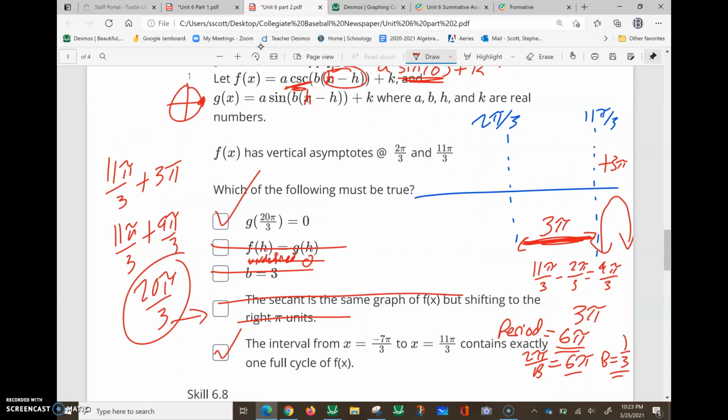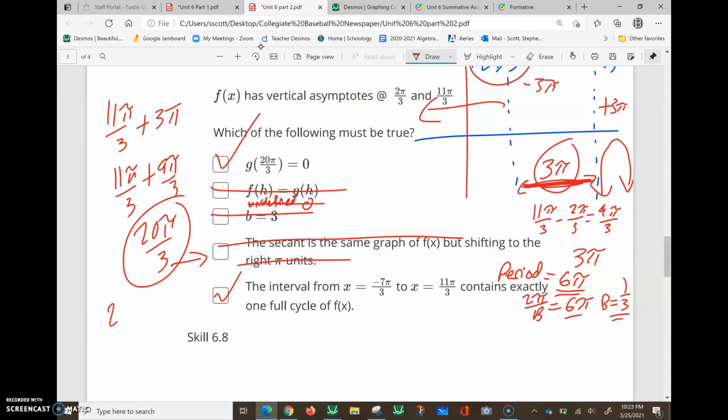So if I were to take a look, again, I'm using this 3 pi idea. I know it would complete a cycle over here from 2 pi thirds to 20 pi thirds. We just saw that. But what if I go the other way? Well, all I have to do is just subtract 3 pi and move that direction. So 2 pi over 3 minus 3 pi, or in other words, that's just 9 pi over 3. That would give me an answer of negative 7 pi thirds, which, take a look, there it is.